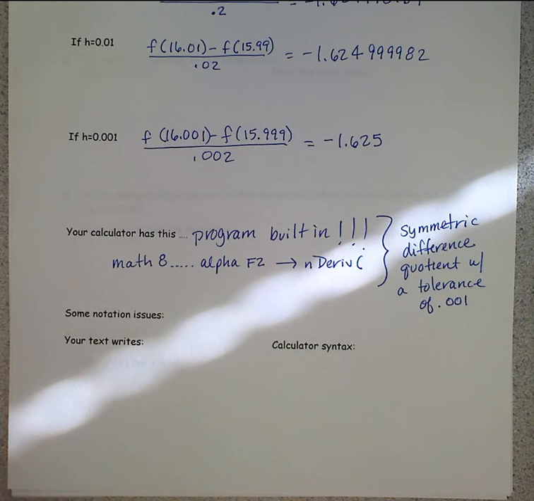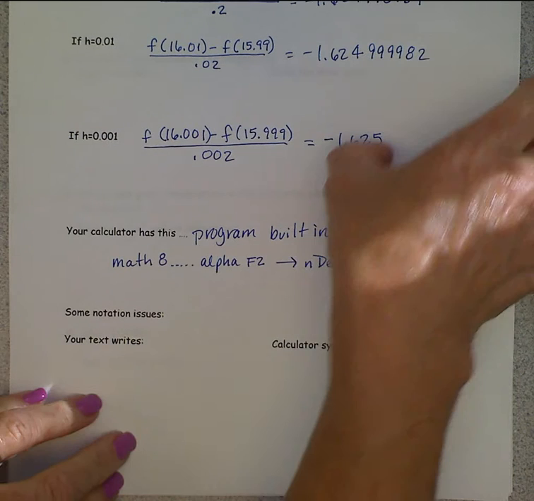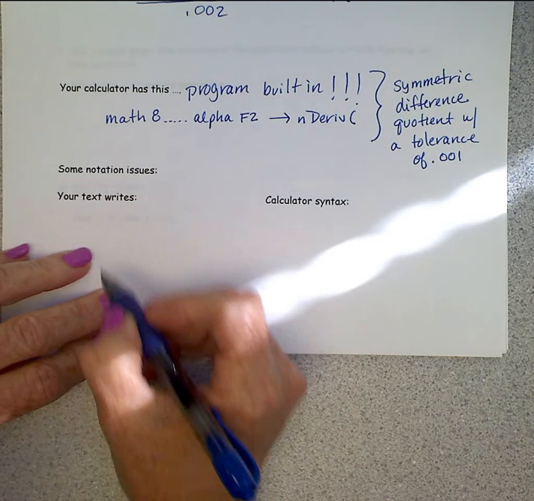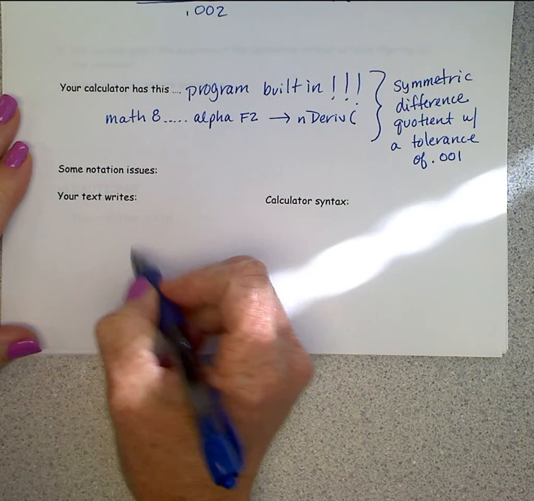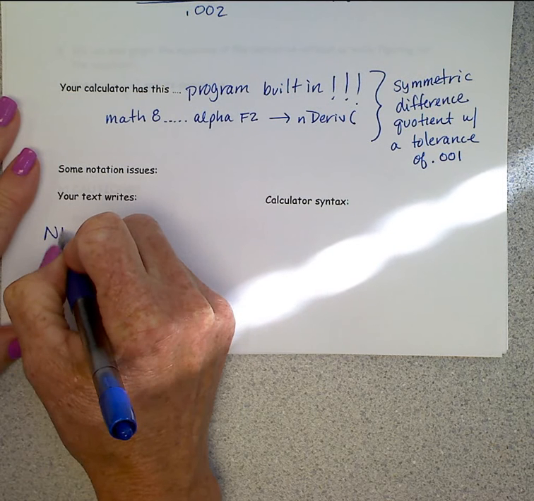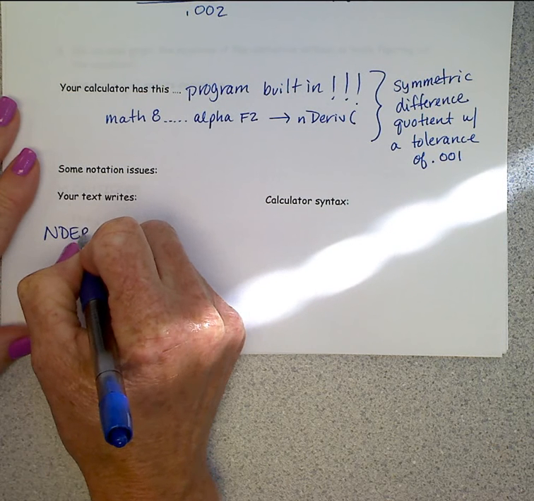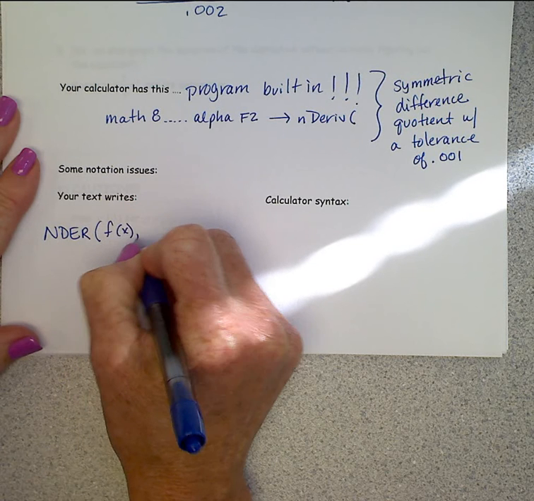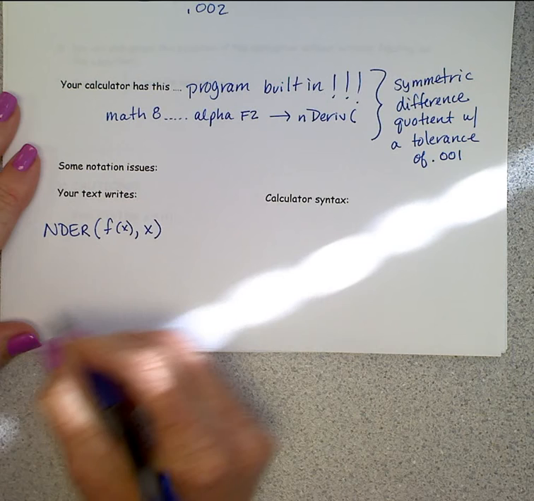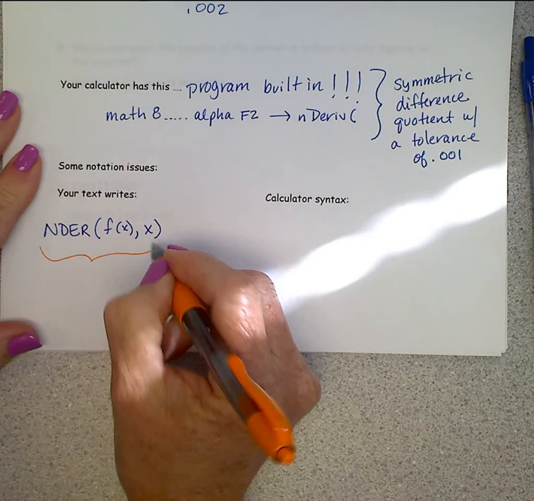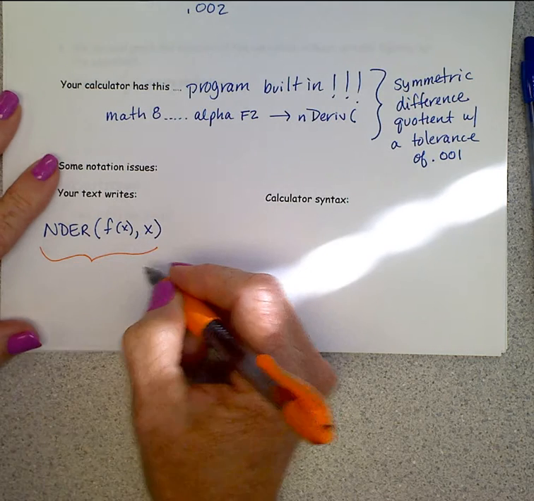All right, we have a few notation issues that we need to talk about. And the first one is that when you're expected to use your calculator to do this numerical derivative, your textbook writes this. N dir of f of x comma x. When you see that in your textbook, that means to use your calculator to find the slope of a tangent line.